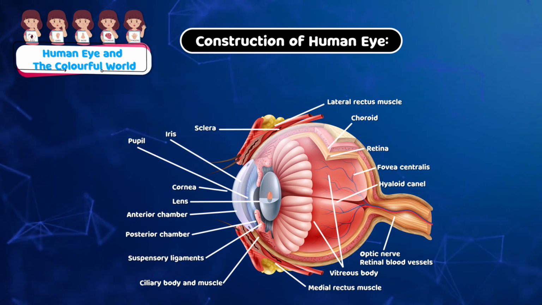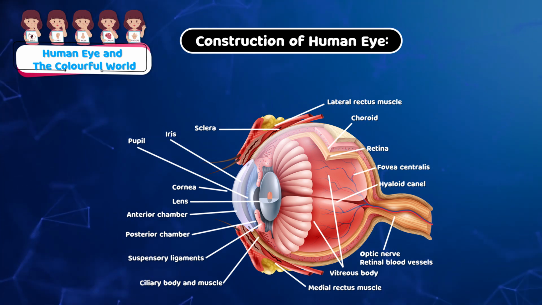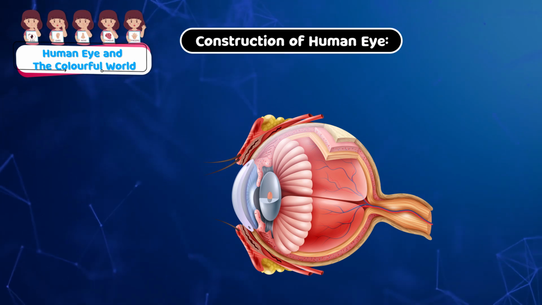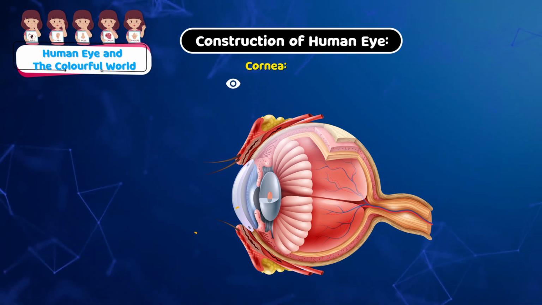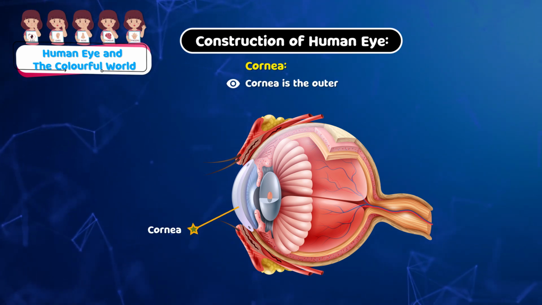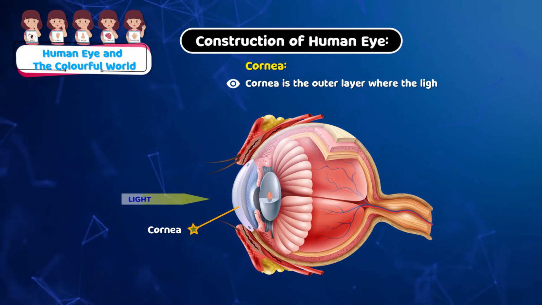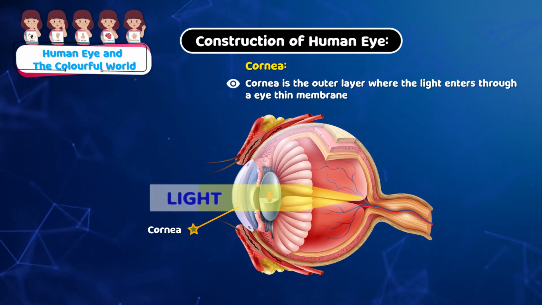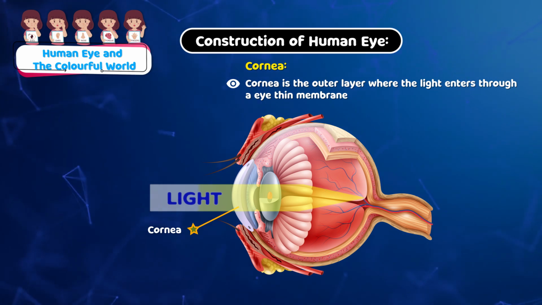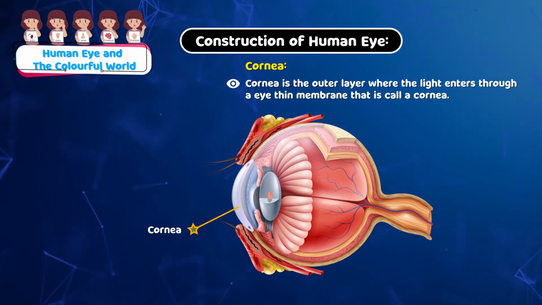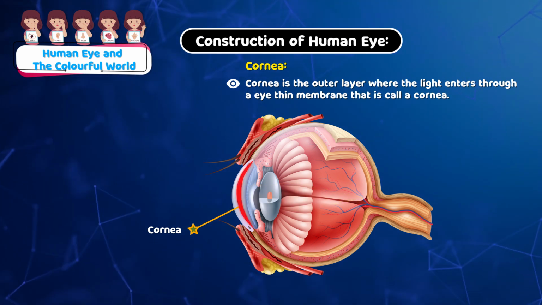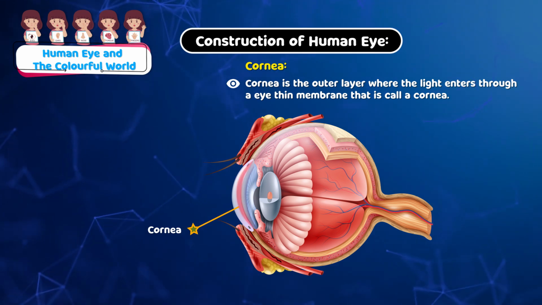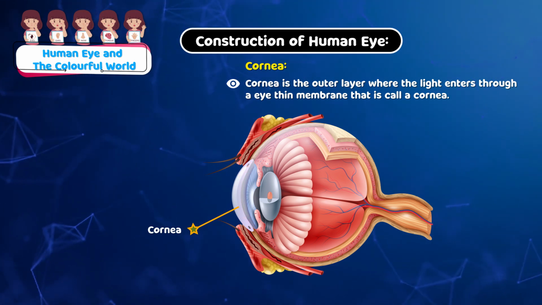Whenever you think of a human eye, during Diwali and all, most of the people get affected with the cornea. Cornea is the outer layer where the light enters into the eye through a thin membrane. It's a thin layer that is called the cornea. The first affected thing is the cornea. Cornea can be replaceable in fact. It is on the front surface of the eyeball.